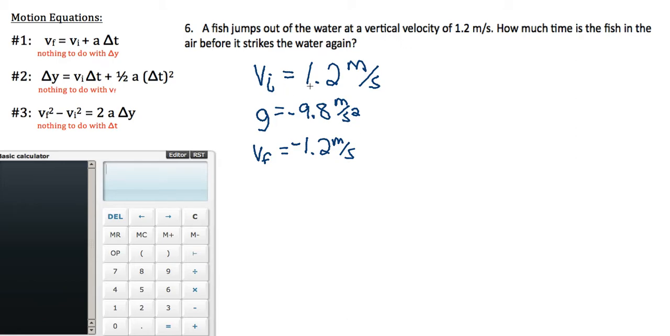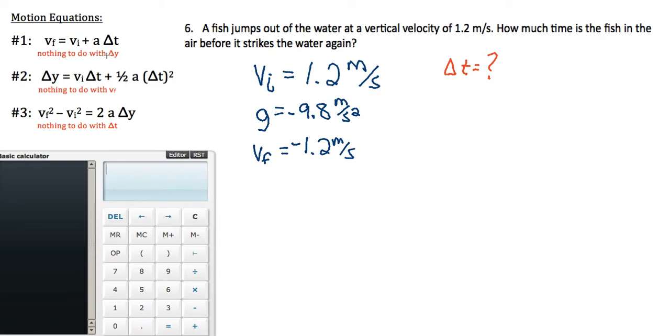Okay, using this information, I think we have enough to find the time. We are trying to solve for delta t. That's what it's asking for. In order to do that, we have to pick the right equation. If we look at the information that we've written down, we haven't said anything about how high this fish got. They didn't ask for it, and it wasn't listed for us. So knowing that, and looking at our motion equations, we should see which one to pick.